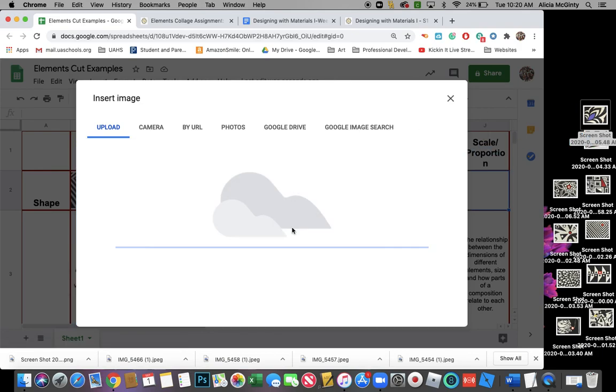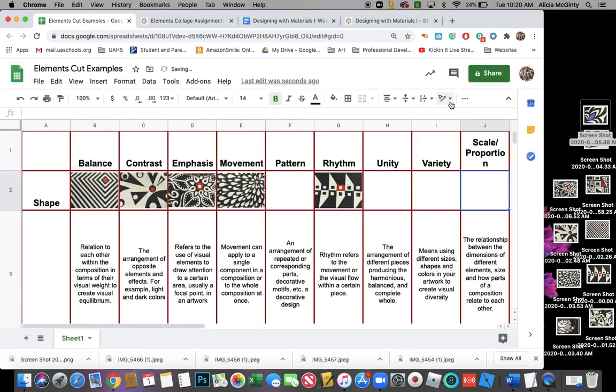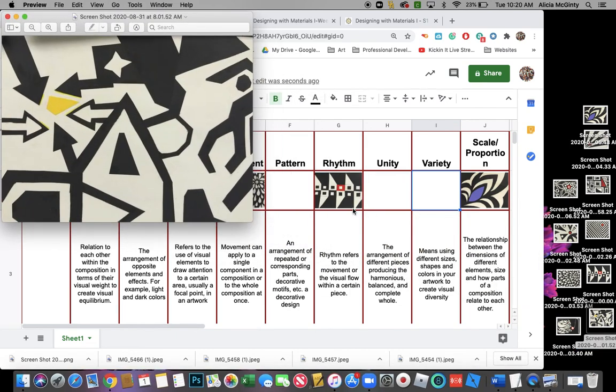Again, just drop it right into the browser. And that one will go there. Okay, so variety. I think this one shows an interesting variety. They definitely have all different shapes on here. It's not all one uniform shape repeated over and over again.